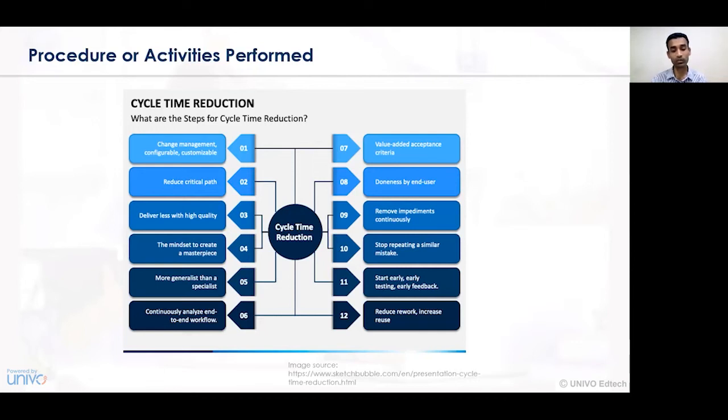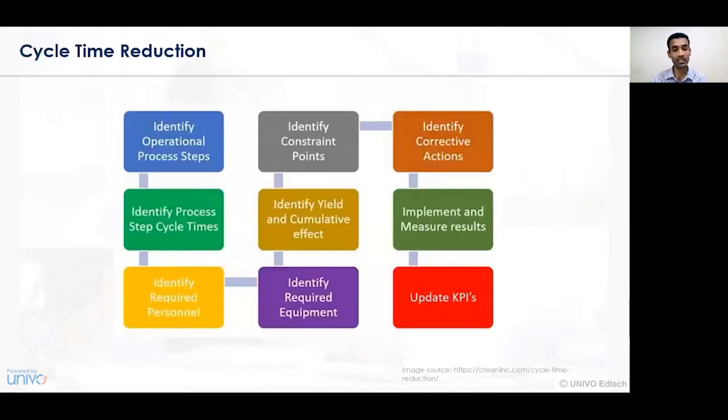The 12th activity focuses on reducing the rework and increasing the reuse. So it always focuses on how we reduce the rework activities and how we increase the reuse activities. A proper balance between rework and reuse needs to be maintained. So these are the various steps for cycle time reduction, due to which we can reduce the cycle time in an organization and all the activities can be streamlined and completed within a specific time period.